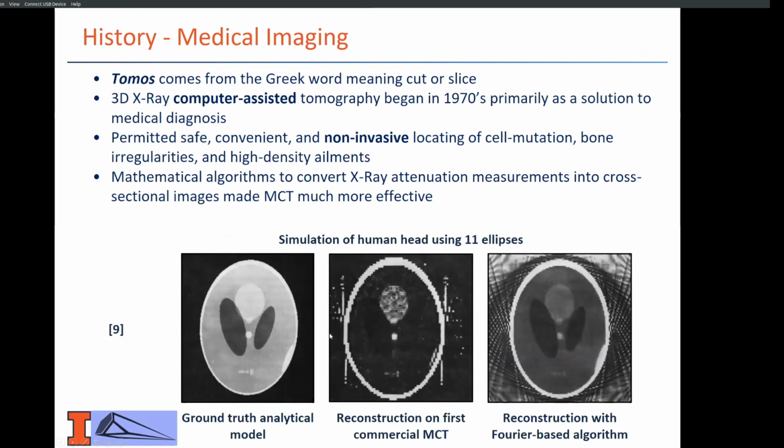After that, to go into where the computed tomography part comes in: during the 1970s, as computers were becoming more and more advanced, it began to be a solution for medical diagnosis. That's because it permitted safe, convenient, non-invasive locating of cell mutations, bone irregularities, and high-density ailments such as tumors. The mathematical algorithms integrated made micro CT far more effective and much quicker, and shown here is a before and after of integrating mathematical transforms such as a Fourier-based algorithm.